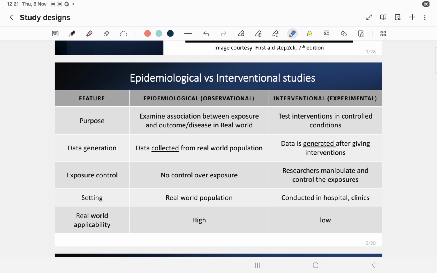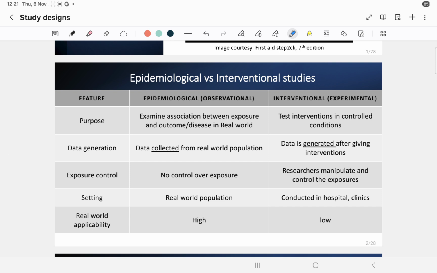In epidemiological studies, researchers examine the association between exposure and outcome in the real world. But in interventional studies, interventions are tested in controlled conditions, say, for example, hospital, clinic, or institutions. So in this type of study, epidemiological or observational study, we just gather the data from the real world. We don't go to the hospitals or enroll patients or anything like that. But in interventional studies, we enroll the patient in hospitals or clinics and give them interventions, and then we collect the data. We will discuss more about that in the later part of this video.